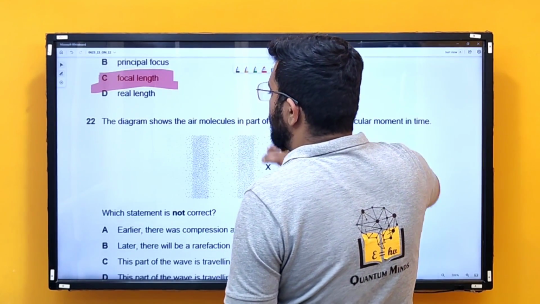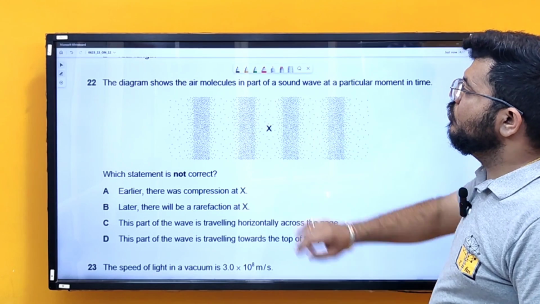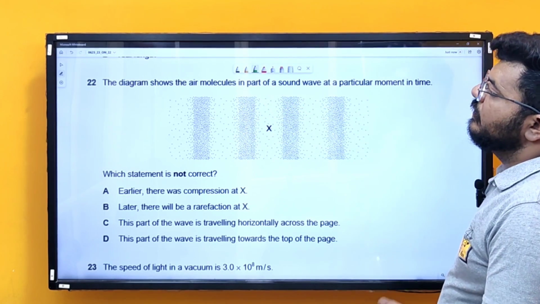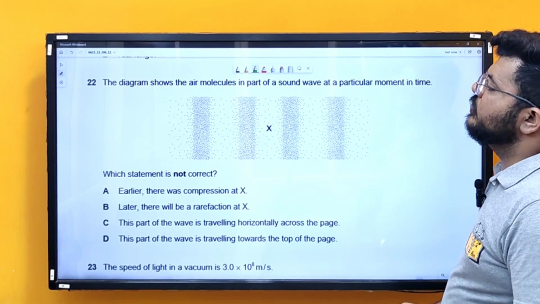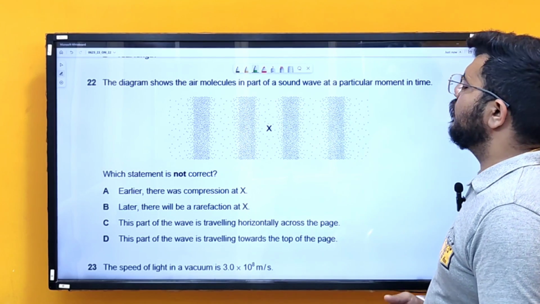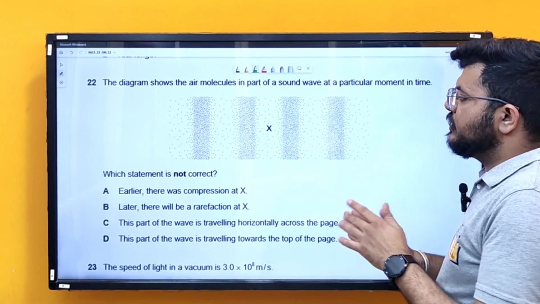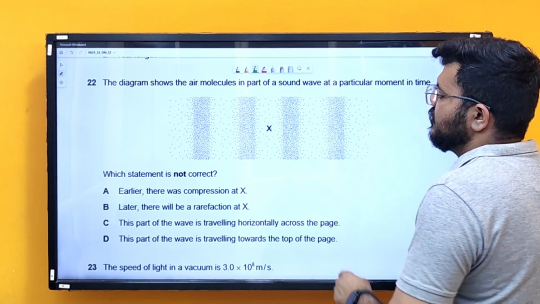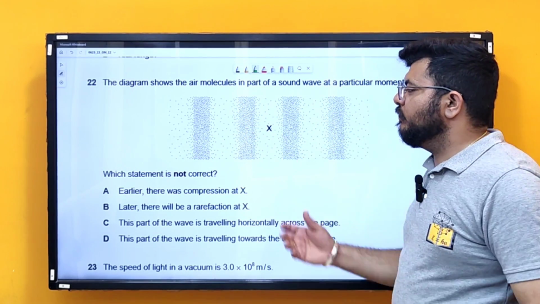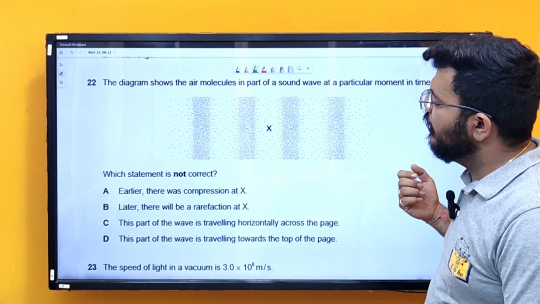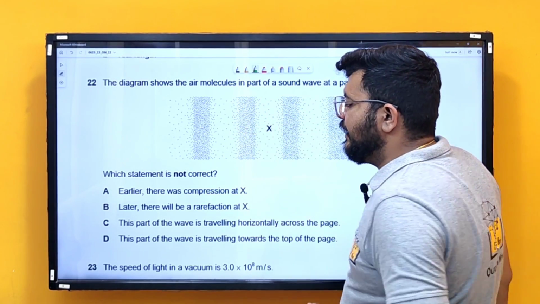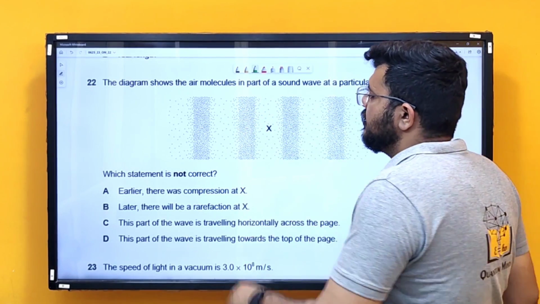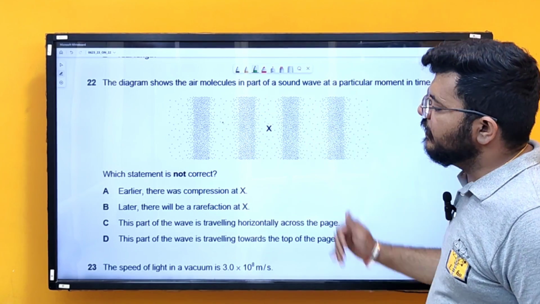Then we have question number 22. What are they asking? The diagram shows the air molecules in part of a sound wave at a particular moment in time. Which statement is not correct? Earlier there was compression at X. So if the wave is going from left to right, yes, the compression was at X. Later there will be rarefaction at X. Yes, this will be rarefaction at X.